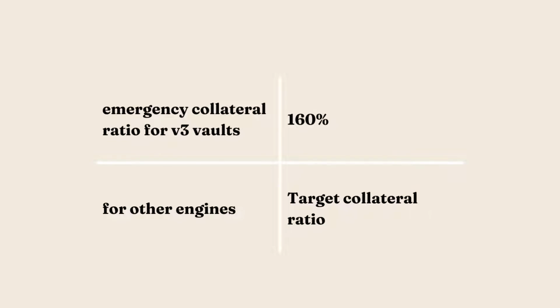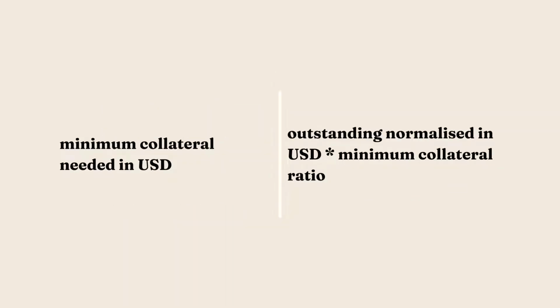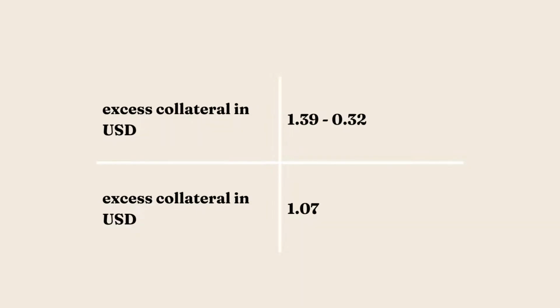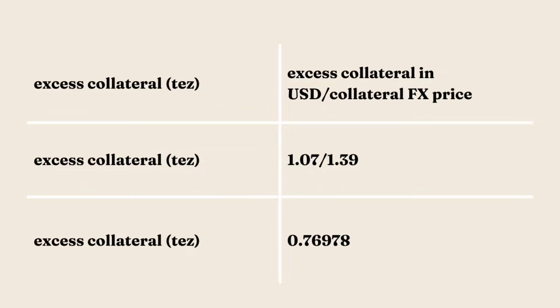To calculate the minimum collateral amount required to collateralize the outstanding tokens, the following are taken into consideration. In this example, we are interacting with a V3 engine. To get the minimum collateral needed, multiply the outstanding amount with the emergency collateral ratio. The excess collateral amount is gotten by calculating the difference between the dollar equivalent of collateral in vault and the minimum collateral needed in USD. To calculate the excess collateral in TES, divide the dollar value with the market price.